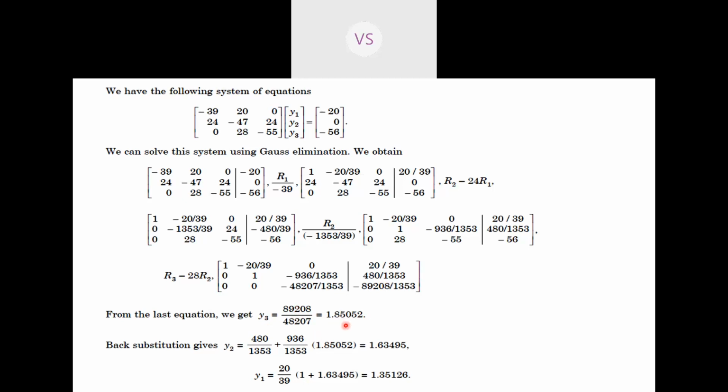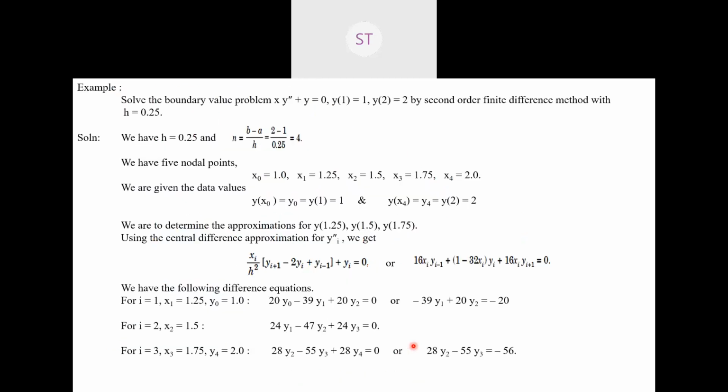y3 is 1.85052, then you will get the y2 value 1.63, and then you will get the y1 value 1.35. In this way we are finding the values of y1, y2 and y3 at the respective values of x, that is x1, x2 and x3. So what we have done is, by using central difference approximation we have found the unique solution of this equation, that is the value of y1, y2 and y3.